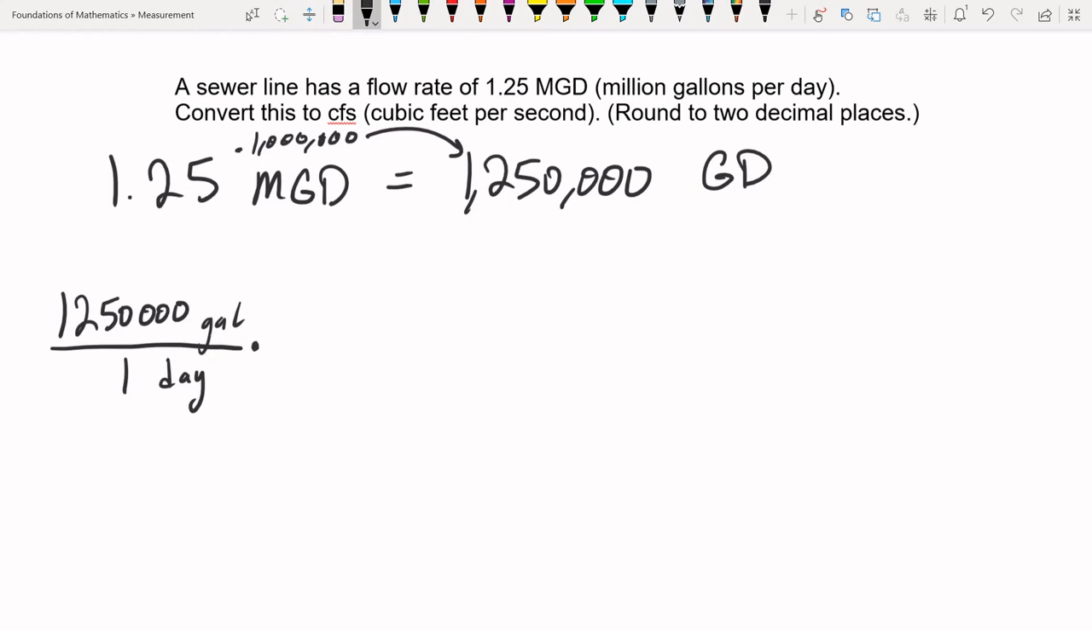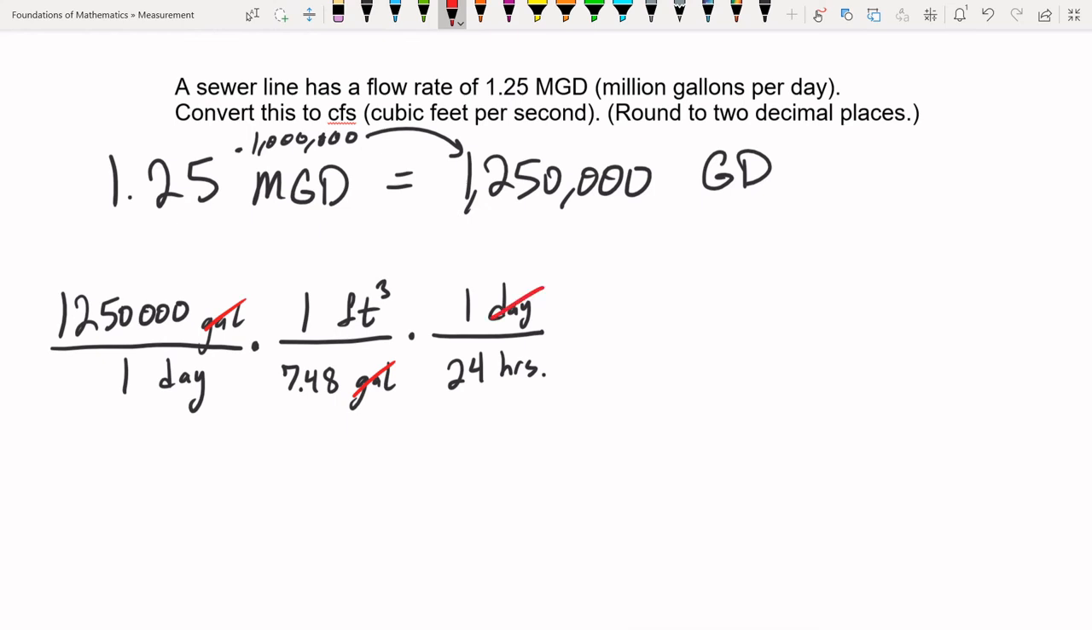Looking at my sheet, I see 1 cubic foot is 7.48 gallons. Gallons are going to go on bottom. Whoops, it's 7.48 gallons equals 1 cubic foot. So this will actually give us the cubic feet. Oops, I forgot to write the cubic feet there. So that's good. Now we need to change day to seconds. You can just go directly if you know the conversion. I do not, so I'm going to convert from day to hours. In 1 day, there's 24 hours.